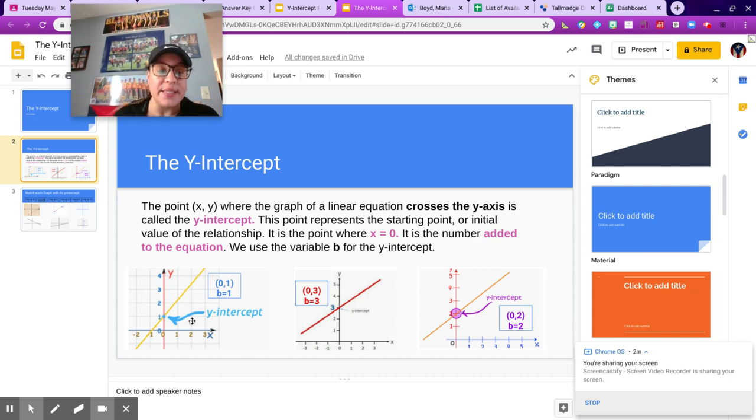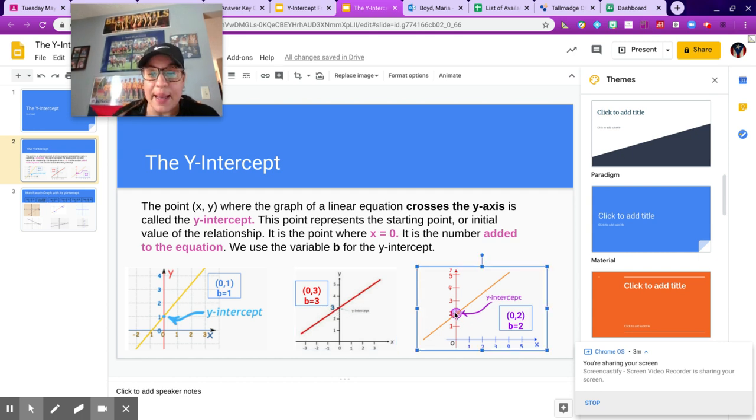Here I have a couple of examples for you. In the first one, you can see that my graph crosses the y-axis right here at this point. This point is 0, 1, so we say b equals 1 because it crosses the y-axis at 0, 1. In my second example, this graph crosses the y-axis at 3. So 0, 3 is the point of my y-intercept, and we write b equals 3 because that's where it crosses the y-axis. And then in my last example, this graph crosses the y-axis at 0, 2. So we say b equals 2.